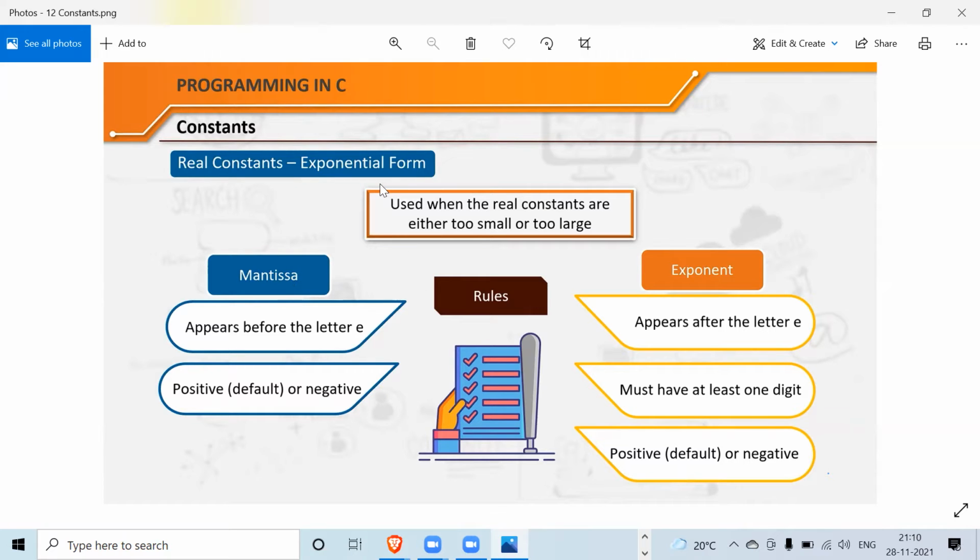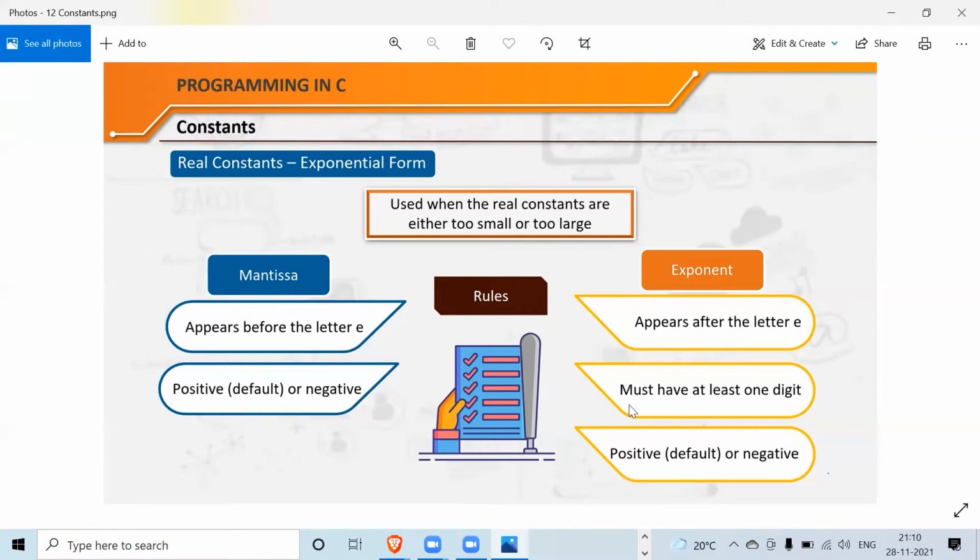In an exponential constant, two parts are there. The first part is called the mantissa. The second part is called the exponent. Between both parts, what is there? The letter E is there, and that E can be either small or capital. That does not matter. You can use it either way. And just like the other integer and real constants, it can also be positive or negative depending on the value we are trying to represent. The mantissa part can be positive or negative. Same way, the exponent part can also be positive or negative. I will give you examples, then you will understand what I'm saying here.